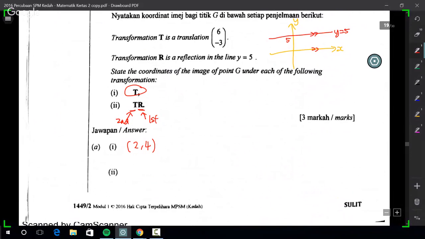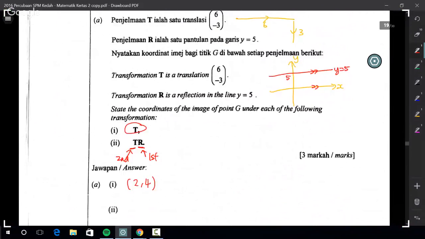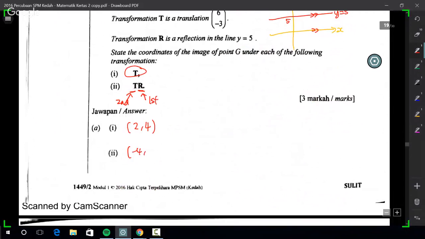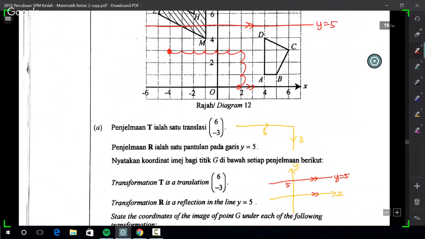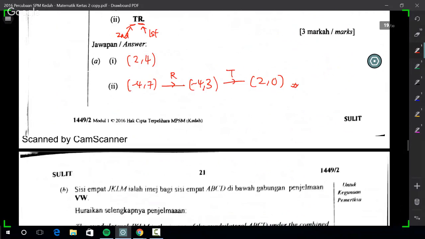Of course, some reference books will write it like this. The original position of G is (-4, 7), right? They will say (-4, 7), and after the transformation R, it goes to (-4, 3). Then after the transformation T, it goes to (2, 0). This is how some reference books write it. So it's very easy. Then we go to part B.